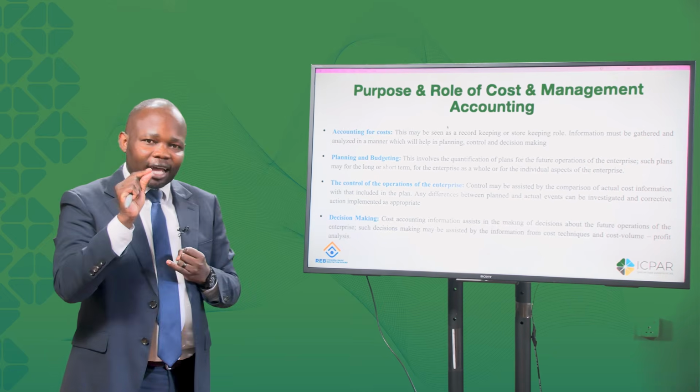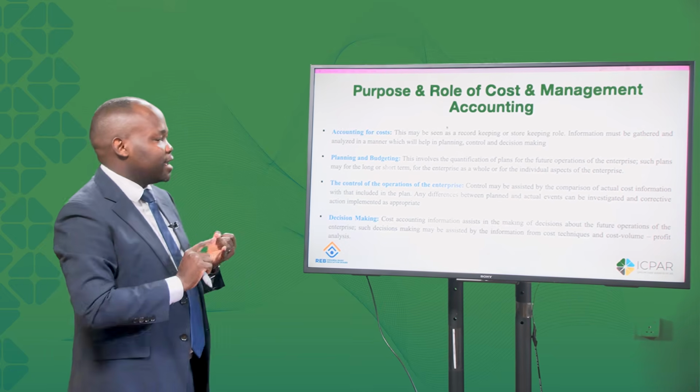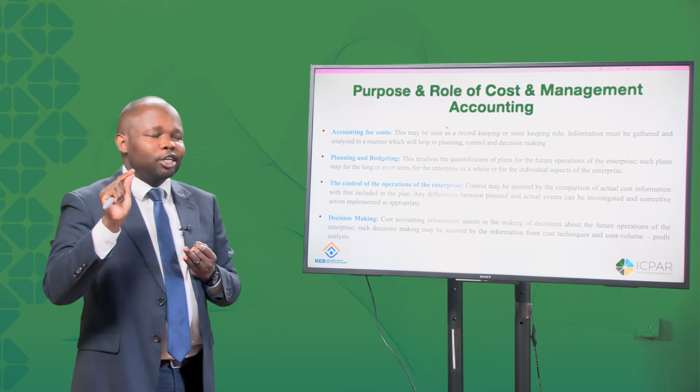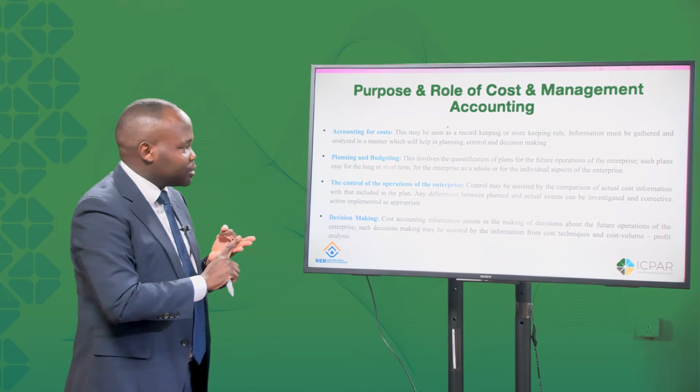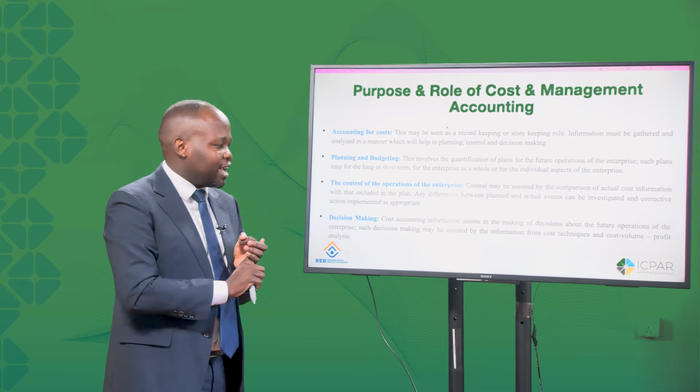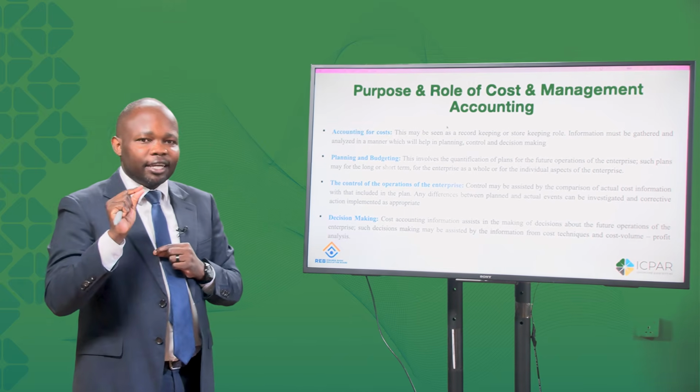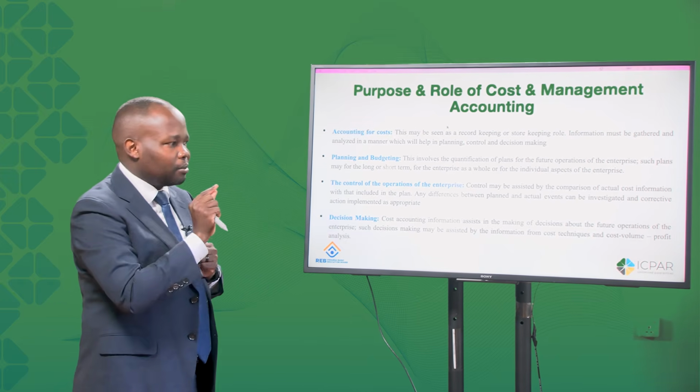Number five, it helps in accounting for the costs incurred. Number six, it helps in planning and budgeting. Number seven, it helps in control of operations of the enterprise. And finally, it helps in decision making.